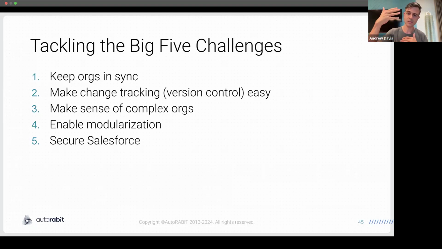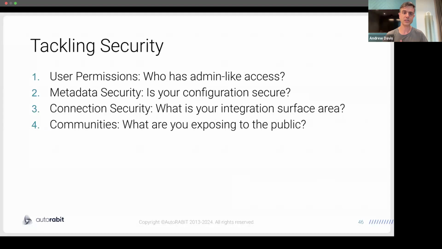And that's the shared responsibility model. That's where it is our responsibility to secure it. So when we talk about tackling security, there are all of these different aspects. There's user permissions. How many admins do you have in production right now? Do you know? What changes are they making, these admins? Metadata security. Have you designed your configuration, your code, and so forth in a secure way? Connection security. Are your APIs secured? Have you adequately secured your integrations with all the other systems?